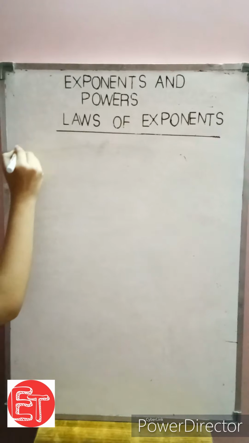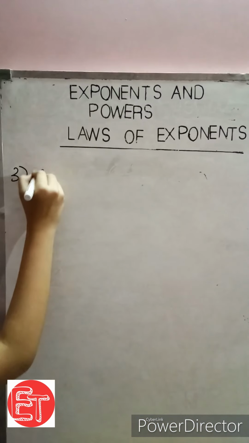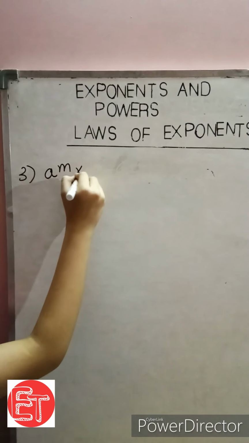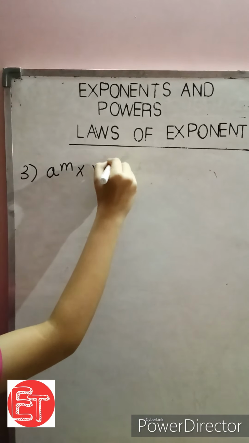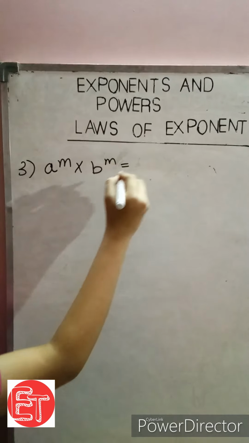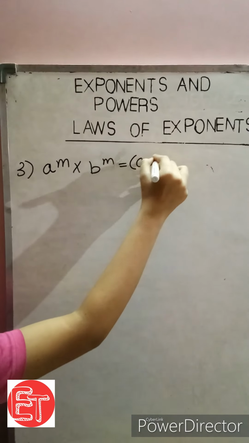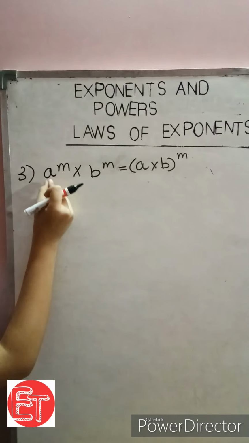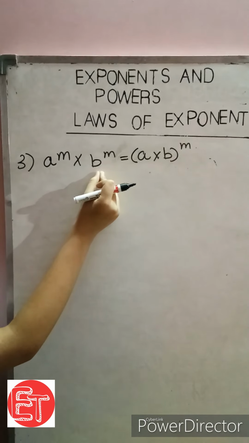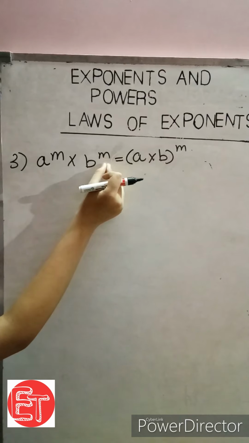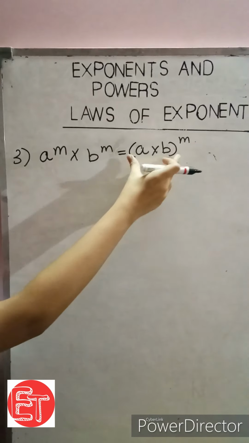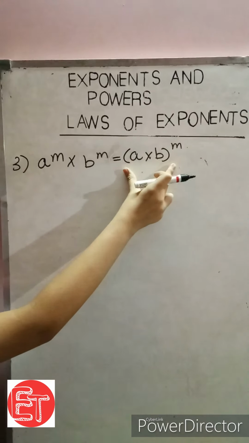Our third law is a raised to the power m into b raised to the power m will give the result bracket a into b raised to the power m. In this, our bases are not same, our powers are same. In such a situation, what we will do? We will simply write in bracket a into b raised to the power m.